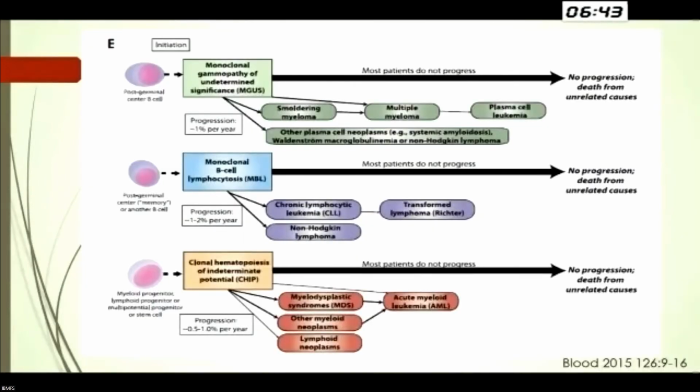But just like a patient with monoclonal gammopathy of undetermined significance would usually continue to live a normal life and may never progress to myeloma or plasma cell leukemia, or a patient with monoclonal B-cell lymphocytosis is also considered benign and may never progress to CLL or Richter's transformation. Similarly, a patient with CHIP has very low incidence of progression to MDS or AML, and they most of the times continue to live a normal life.